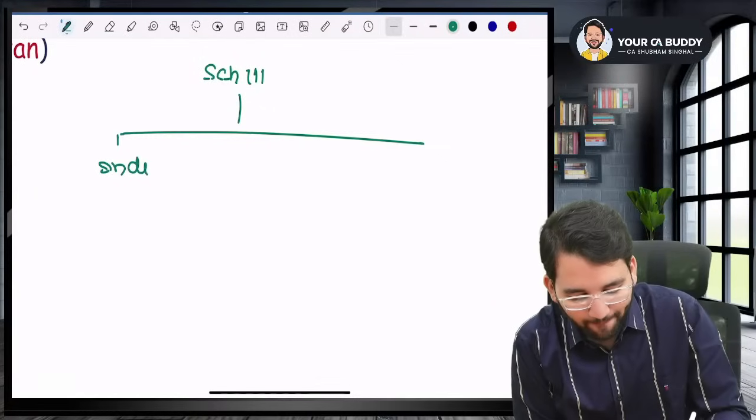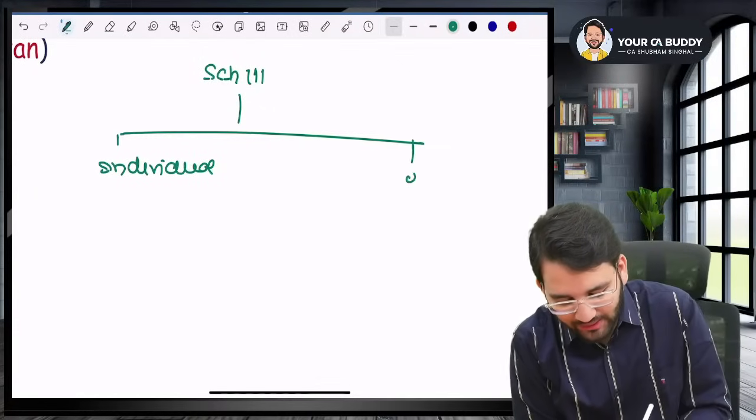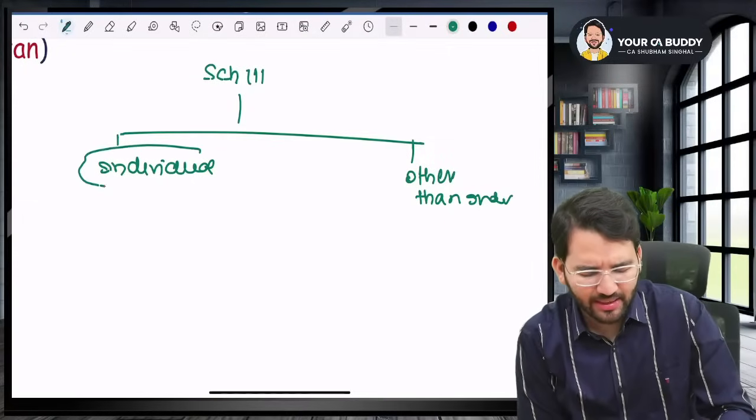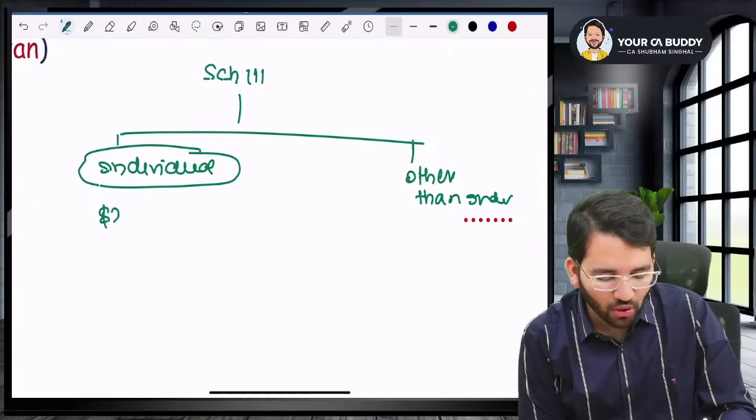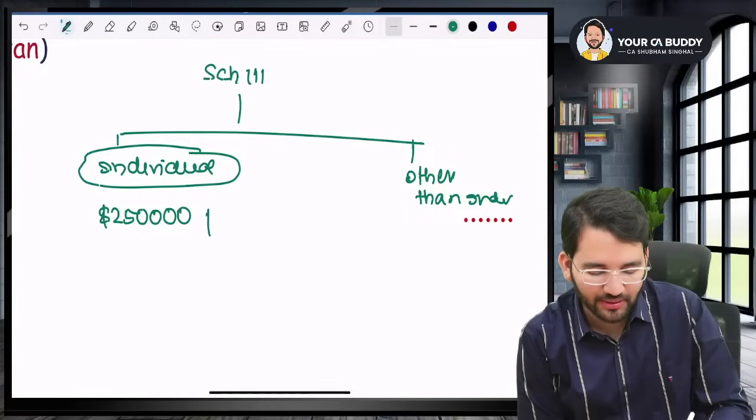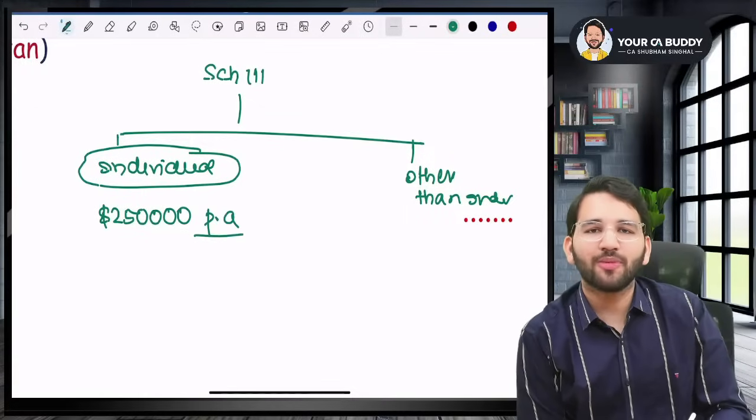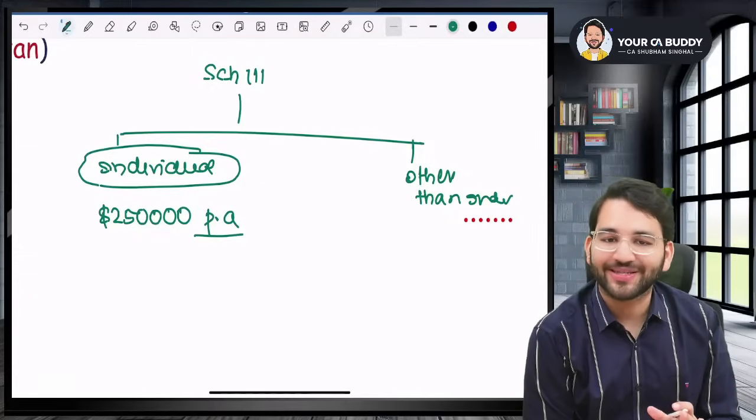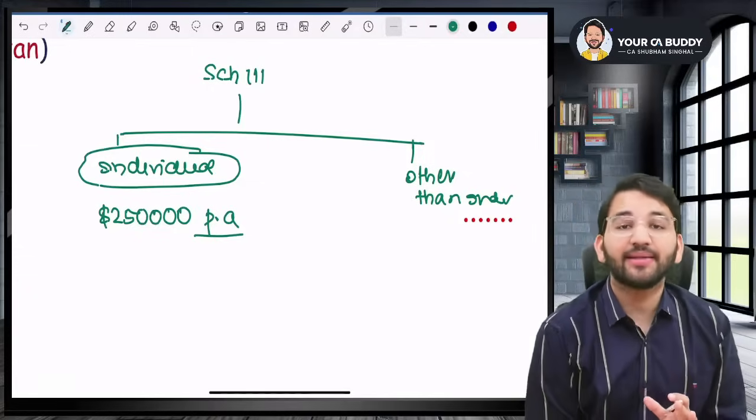One is individual, and one is other than individual. For individual, we have made it very clear, sir. For individual, there is a limit of dollar 2,50,000 per annum. If you ask me how much is dollar 2,50,000, sir, it is approximately 2 crore rupees, if you take it at the rate of 80.